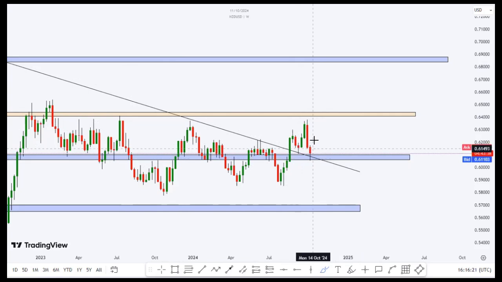So you see any of these on the higher time frames, hop onto the lower time frames, take your trades. Don't get scared. Hop onto the lower time frame and take your trades.